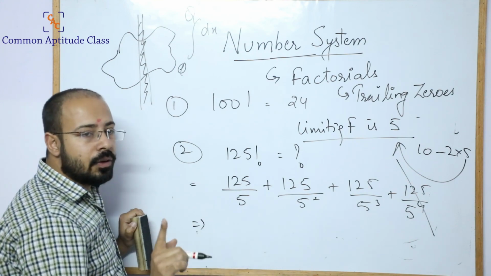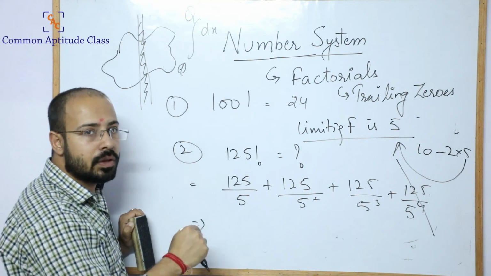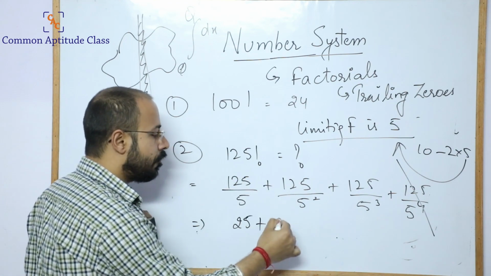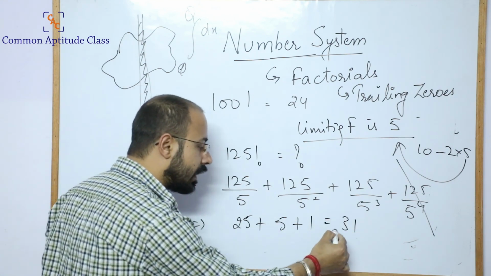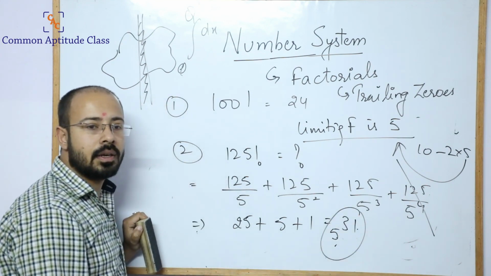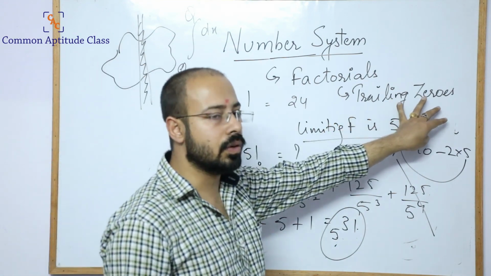No need to take the decimal value. Just go with the natural value, the part before the decimal. 25, 5 plus 1, that is 31. So 31 5s, or 5 to the 31, is coming under this. So this is the first part, trailing zero.